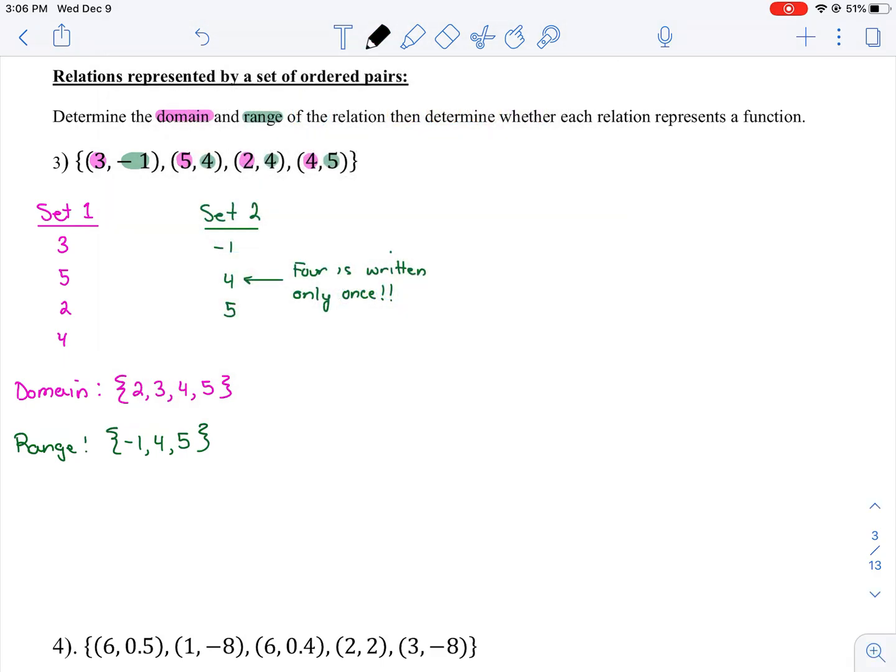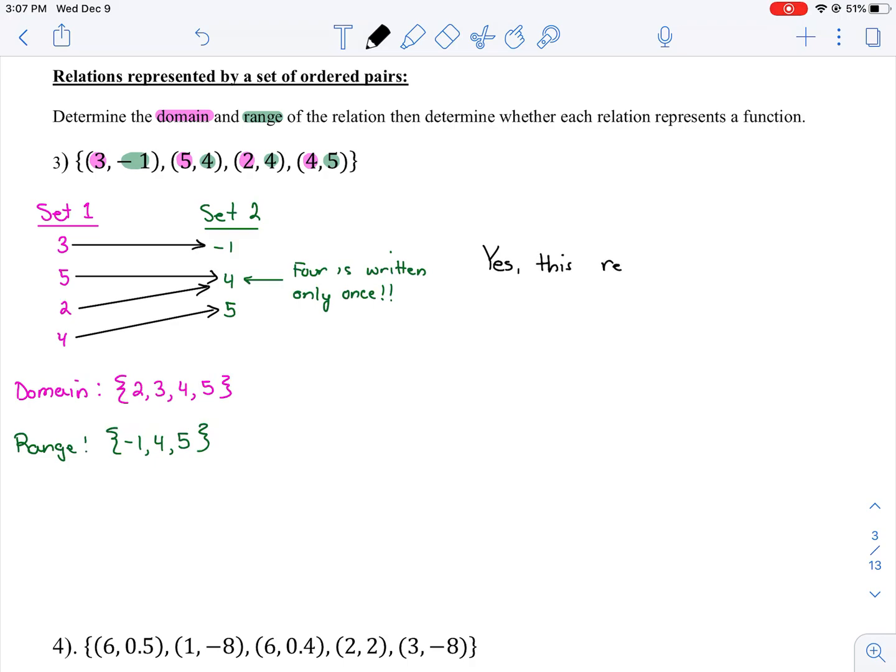Now to determine if this relation represents a function. So let's take a look at each of the correspondents. So 3 corresponds to -1. 5 corresponds to 4. 2 also corresponds to 4, and 4 corresponds to 5. Now you have to ask yourself, does each element in the domain correspond to only one element in the range? And the answer to that question is yes. So in this case, we're going to say yes.